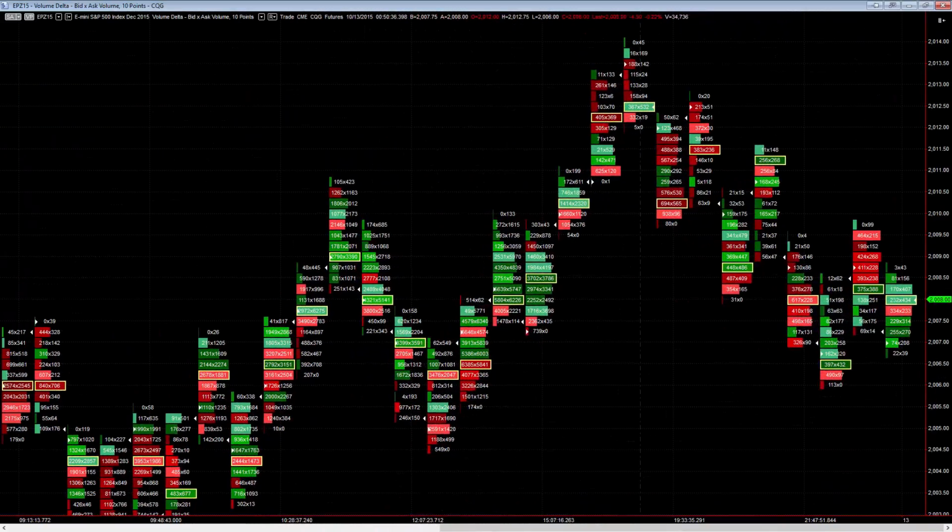Next, we have the volume delta. Again, this is built into MultiCharts. This is showing what traded at the bid and offer, and we're looking right now at 10 range bars. Now, this isn't something I use myself, but it is a very popular tool for order flow traders, and it doesn't come as standard on many platforms. It's great for setting bias, but I personally prefer to use the cumulative delta to set bias.